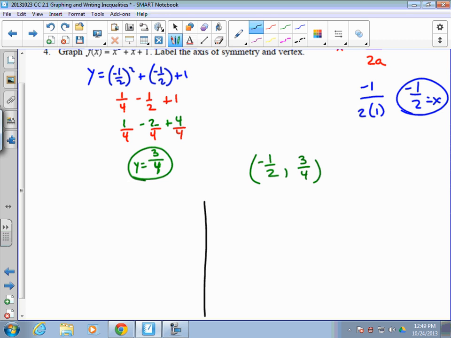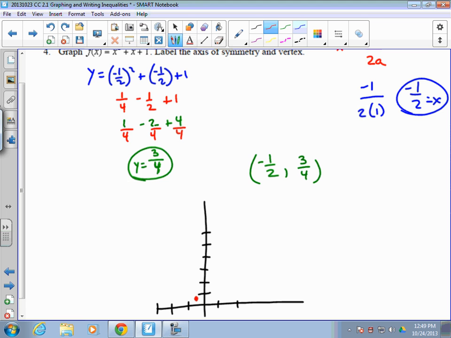So you don't have to go any lower on your y than 3/4. So negative 1/2, 3/4 is your vertex. Negative 1/2, and then positive 3/4. So that'll be almost at 1. So your vertex is negative 1/2, 3/4. So almost at 1. That's your vertex there, and it's going to open up.